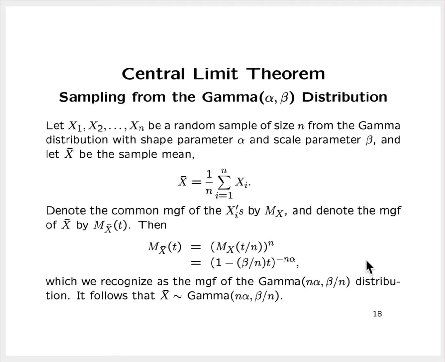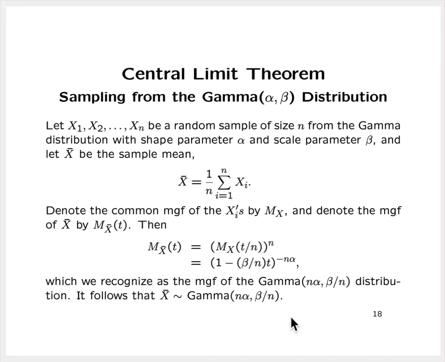Now, if you think back to the lecture on the gamma distribution, you may recognize this expression, this function, as being in the same form as the moment generating function for the gamma distribution. But now in this case, the parameters for this distribution are not alpha and beta, but n times alpha and beta over n. And in fact, this is the moment generating function for the gamma distribution with parameters n times alpha and beta over n.